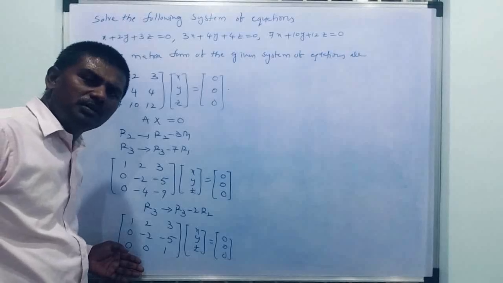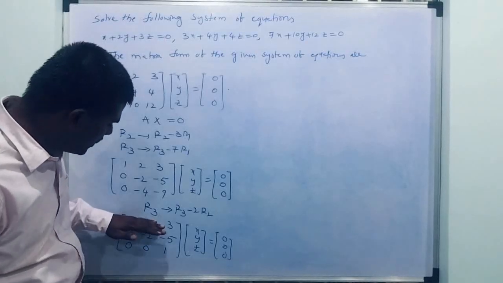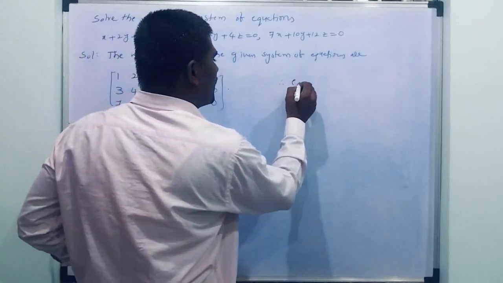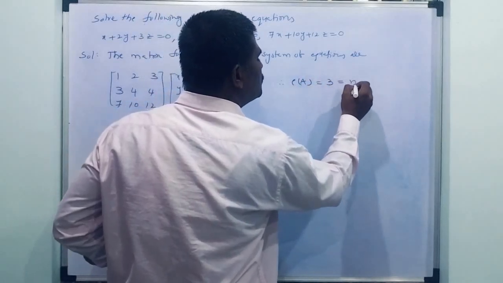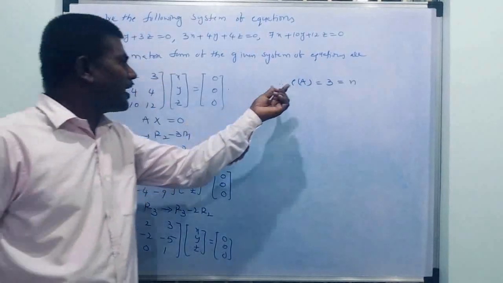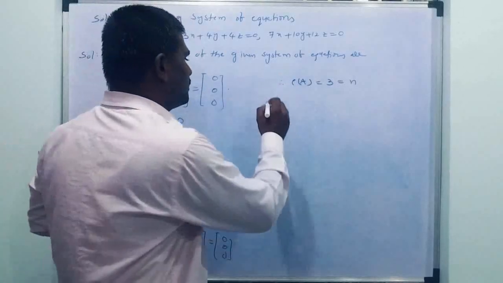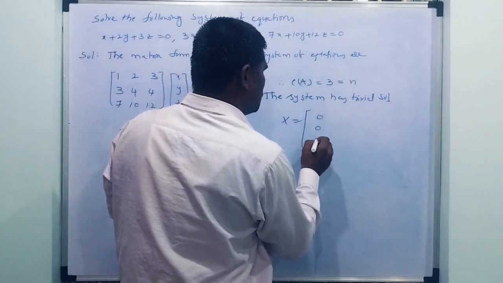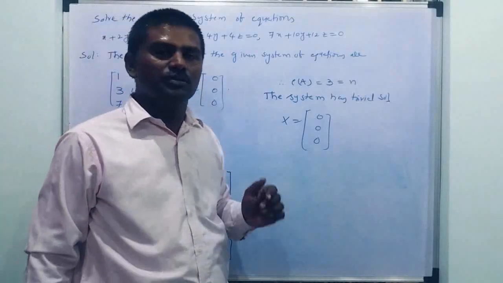What you have observed, this is in echelon form, and the rank of this matrix is the number of non-zero rows which are 3. Therefore, rank of A is equal to 3. But also the number of unknowns is 3 here. When rank is equal to the number of unknowns, the system has trivial solution. That means your capital X equal to 0, 0, 0. Your x value is 0, y value is 0, and z value is also 0.